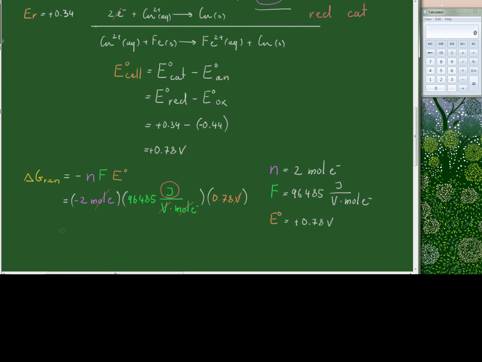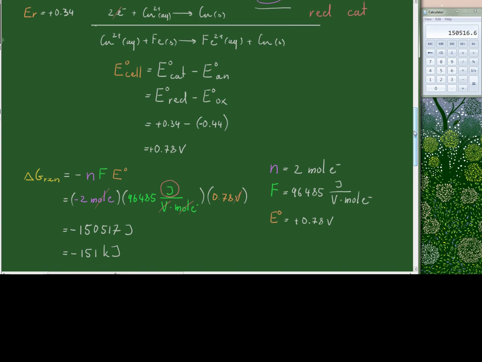All that remains is to plug in the numbers. So my value will be negative. If I use the calculator up here, 2 times 96,485 times 0.78 is equal to 150,517 joules, or we could round that to negative 151 kilojoules. So the change in Gibbs free energy for this process is negative 151 kilojoules.